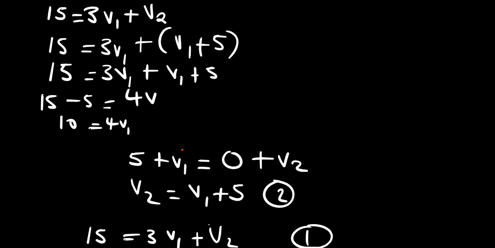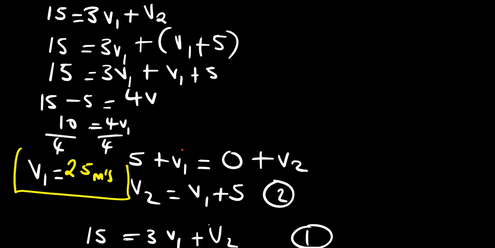Okay, for me now to find my v1, I'm going to divide by 4 on both sides. So therefore my v1 in this case is going to be 10 divided by 4. 10 divided by 4, that's just 2.5. So in this case, v1, the final velocity for the first ball is 2.5 meters per second.